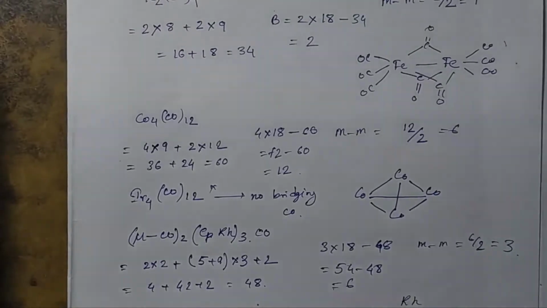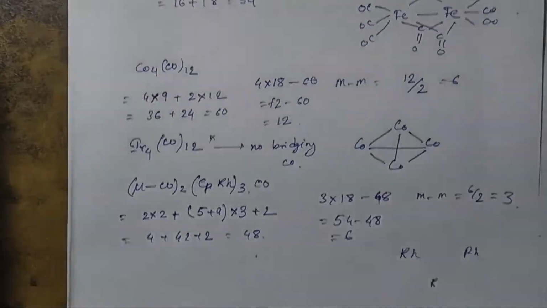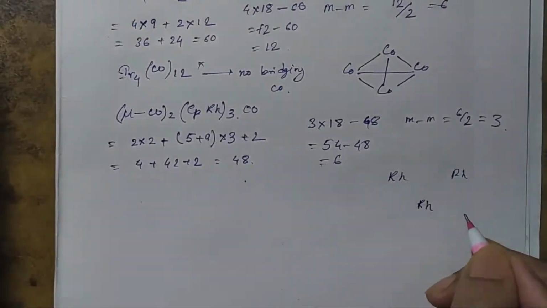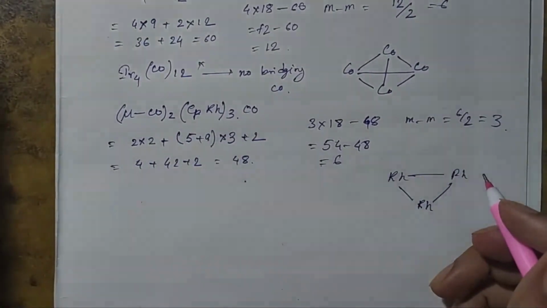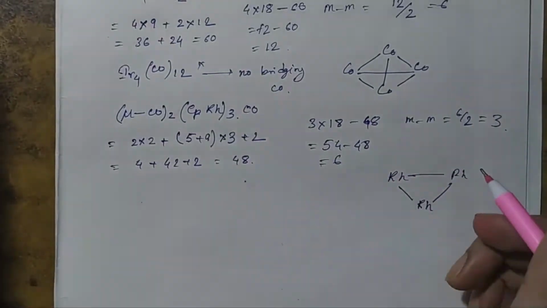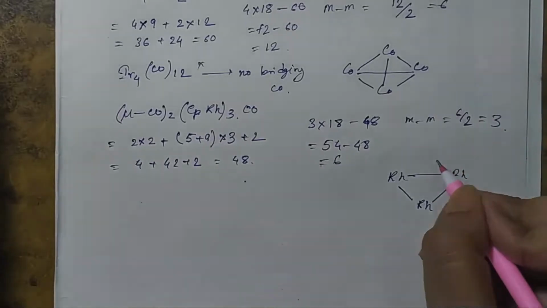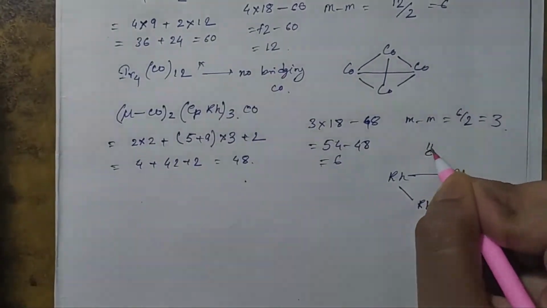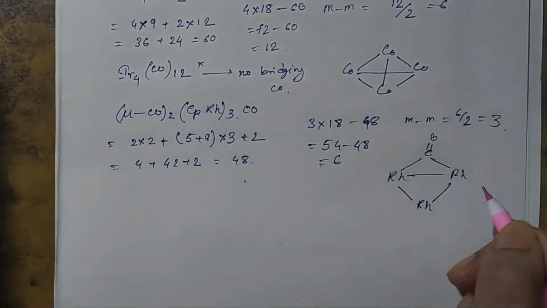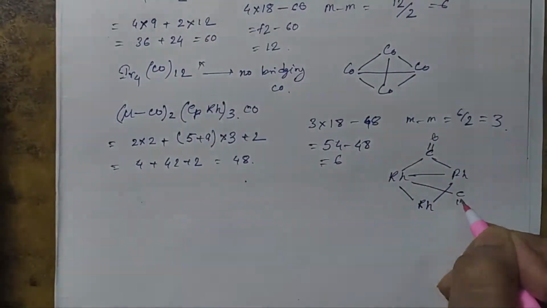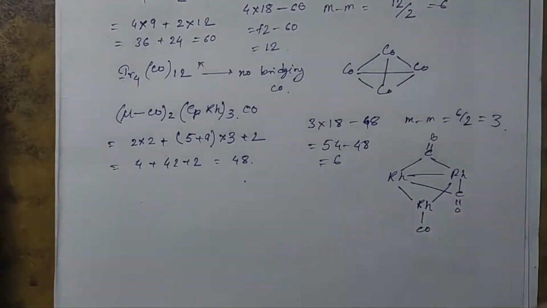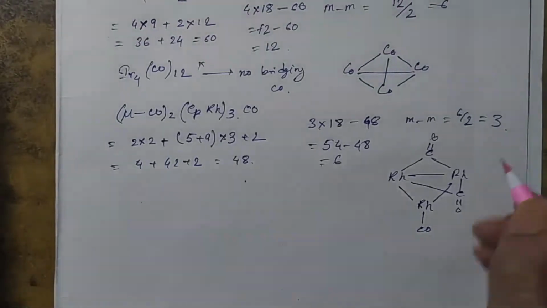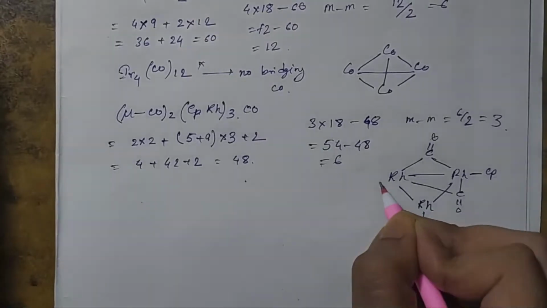So the structure will be rhodium, rhodium, rhodium. There will be metal-metal bonds, 3 bonds. Now what happens? Two of the carbonyls are bridged, mu-CO, and one carbonyl is free, so this one will have this carbonyl, and after that each rhodium will be connected with a cyclopentadienyl ring.